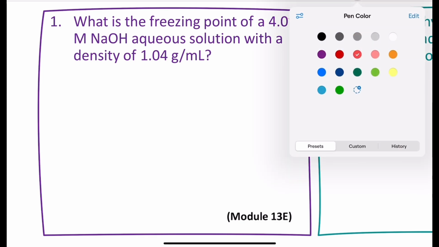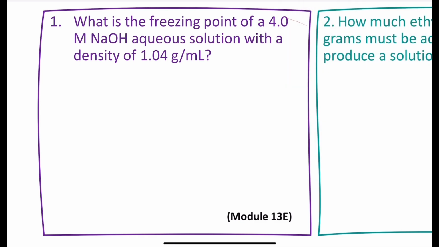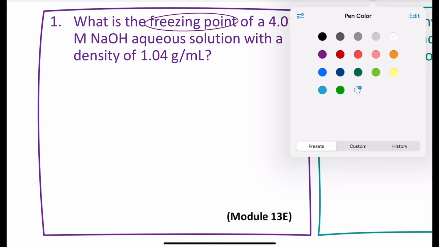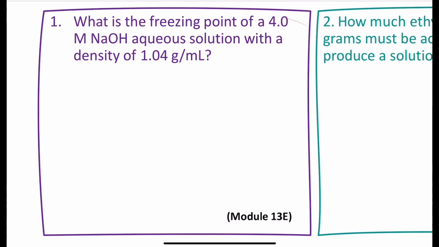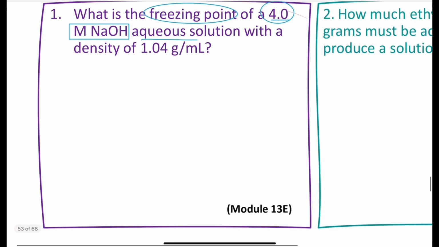Okay, what kind of things in here are important? Well, what I'm trying to find is freezing point. We know that it's a 4 molar sodium hydroxide solution. Okay, so that's telling me something. We also know it's aqueous. Remember, aqueous means that water is my solvent. And the solution itself has a density of 1.04 grams per mL.